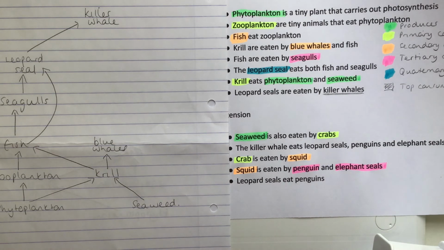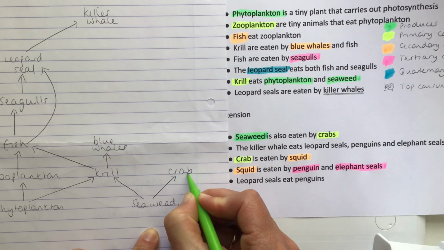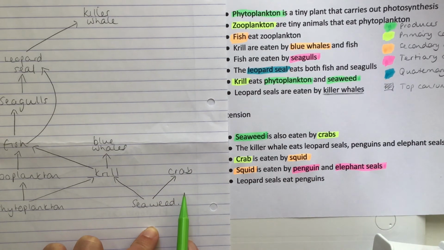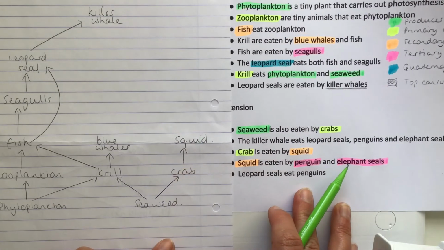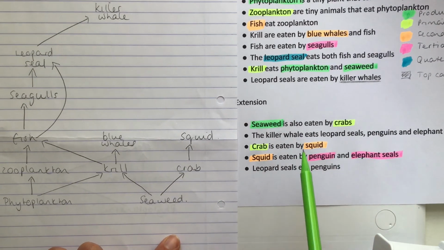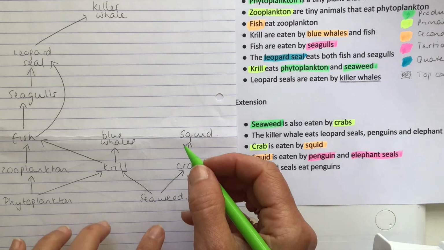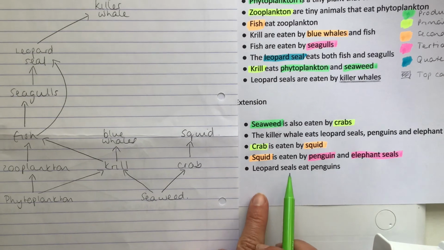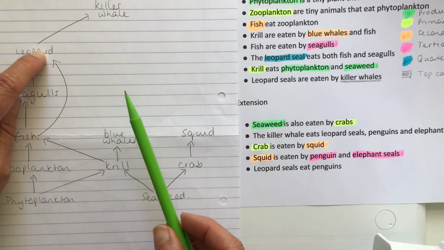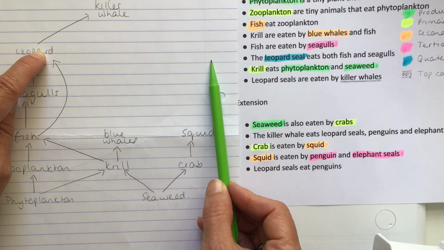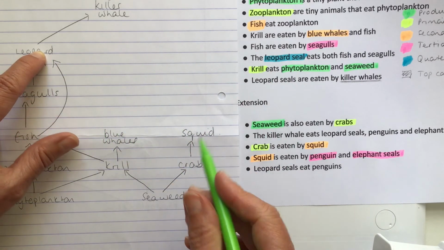Okay, let's have a go. So seaweed is also eaten by crab, primary consumer. Crab is eaten by squid. Okay, that's nice and easy. Then we have the squid being eaten by two consumers, penguin and elephant seals. So it also tells me that the leopard seals eat penguins. So seeing as the leopard seals are over here, if I put elephant seals and penguins here, then it's not easy for me to get from the penguins here. So I'm going to put my penguin this side and my elephant seal this side.